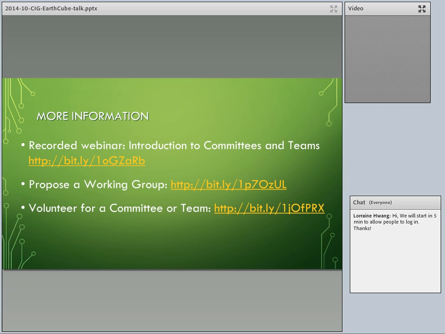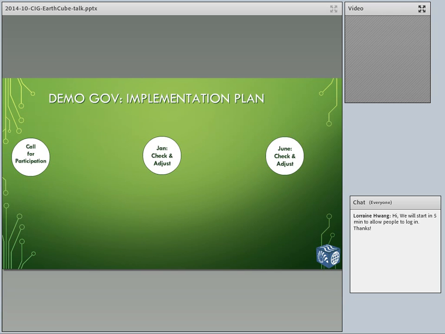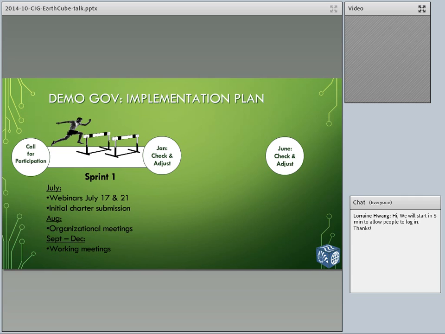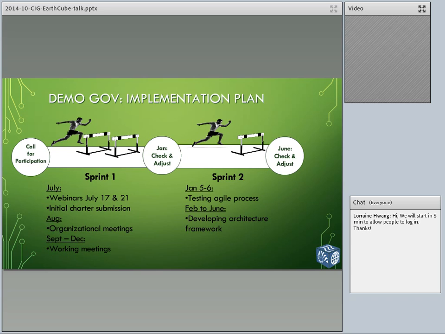Specific suggestions. The implementation plan for the governance, this is how they describe it. Sprint number 1 with lots of obstacles, and then there is sprint number 2 with hopefully fewer obstacles. And we are right now somewhere here, September to December, working meetings, and they are still in the process of forming the governance structure. Developing the architecture framework is a matter of 1 year, less than a year, to start having some test beds.